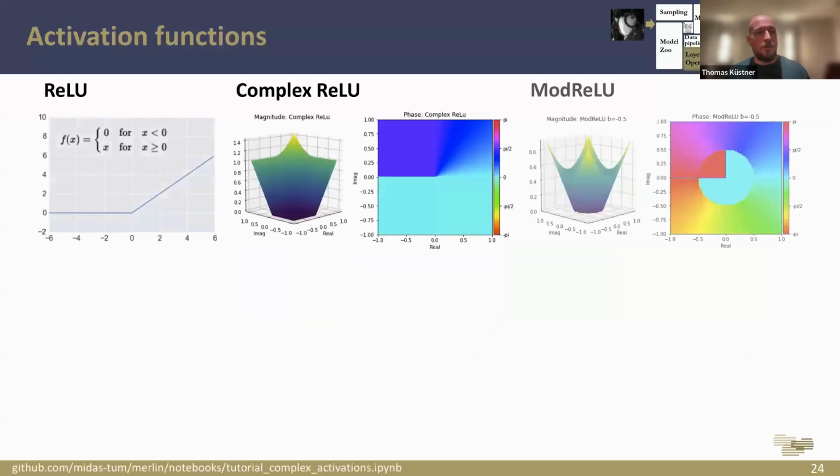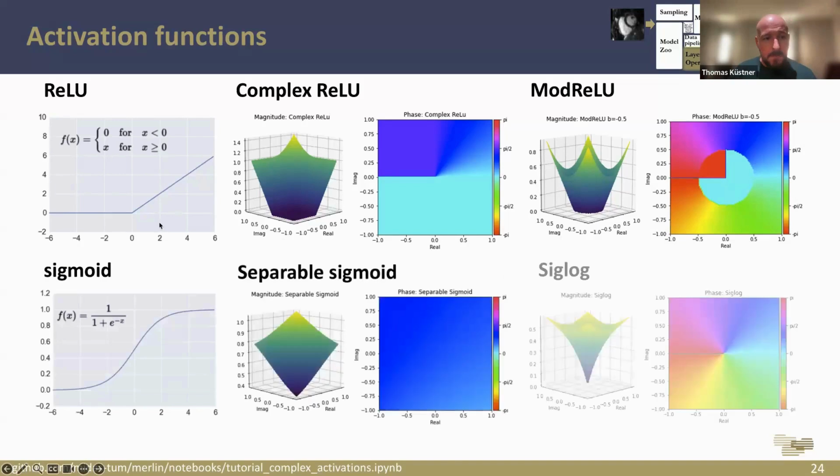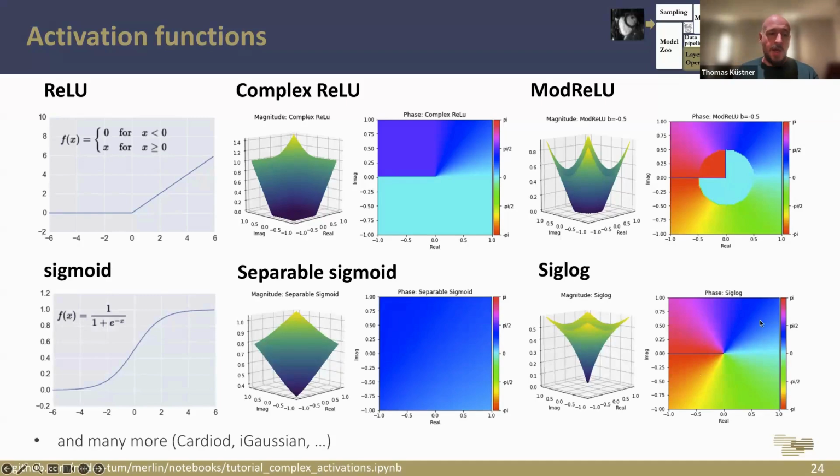Same goes for the activation functions, and you have different flavors for that as well, like the conventional ReLU, which we see often used, but then also the complex variants like a complex ReLU and the mod ReLU. I'm just showing you here the magnitude and phase responses of these activation functions. For the real valued one, you only have the magnitude response. Same goes for sigmoid, the normal sigmoid. We have a complex valued version as a separable sigmoid or siglog functions. And there are many, many more like cardioid, iGaussian, IRBF, and so on and so forth. So feel free to check out whatever serves your purpose.